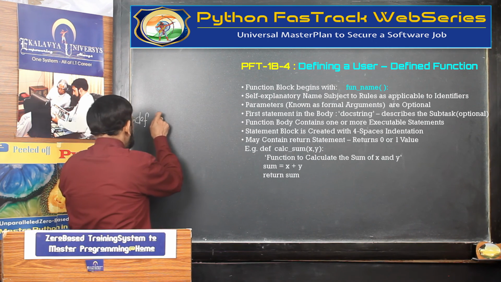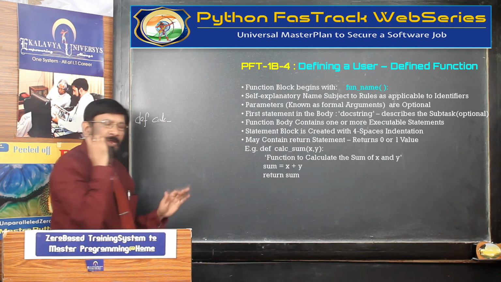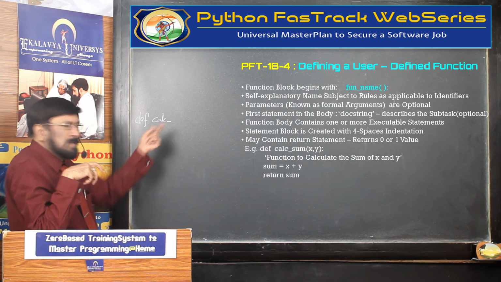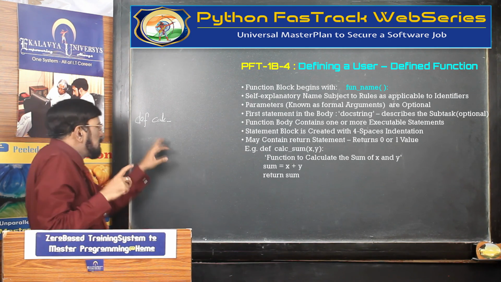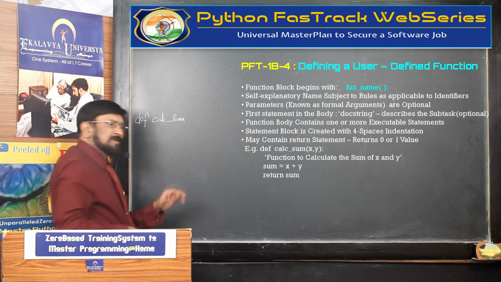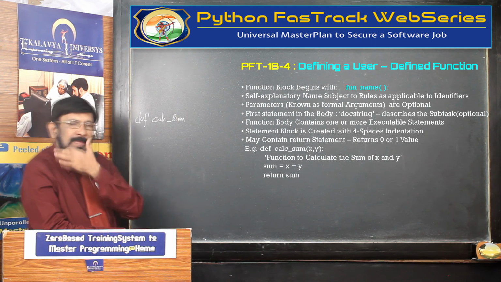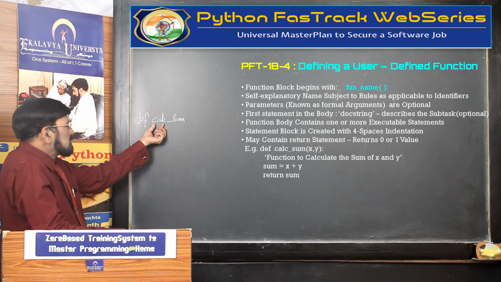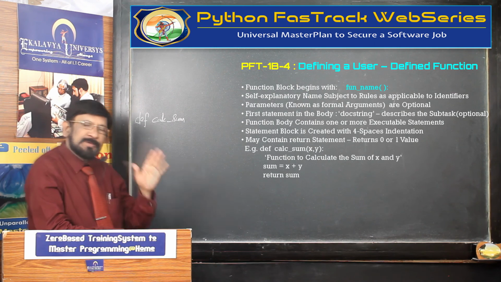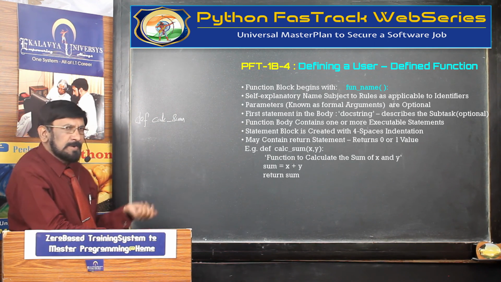And as a matter of convention, it should be written in lowercase, and if more than one word is there, then you link them with underscore. Always remember that: calculate_sum. The good convention is every function is doing some job, some operation. That's why if it starts with a verb, that is a good practice. So calculate sum, you are able to understand what it is doing.